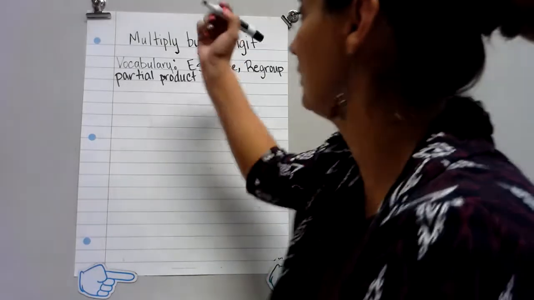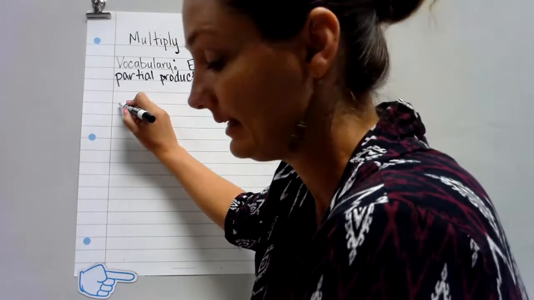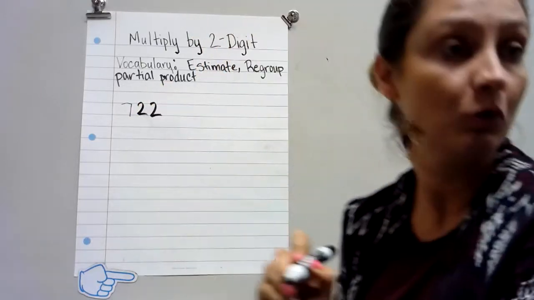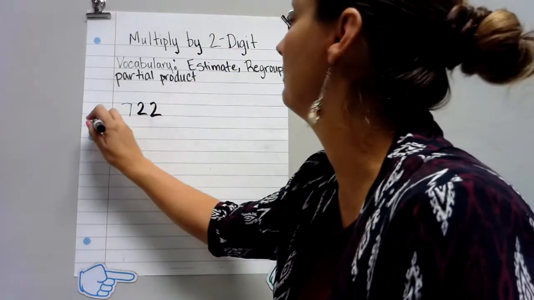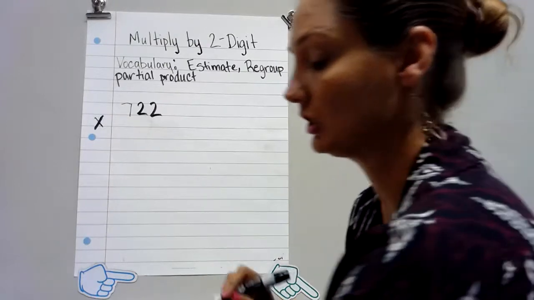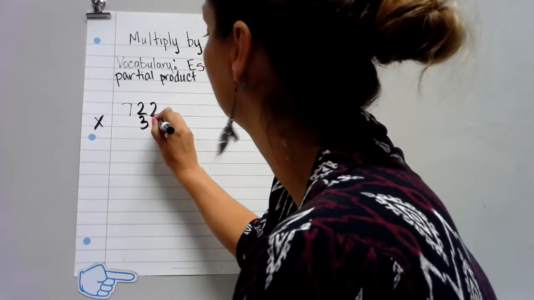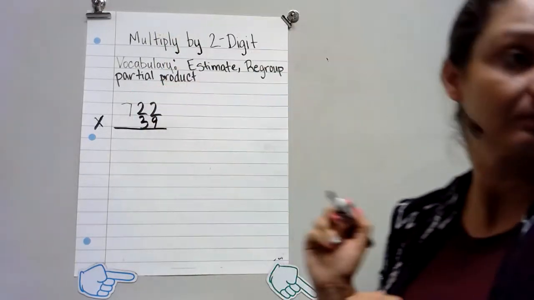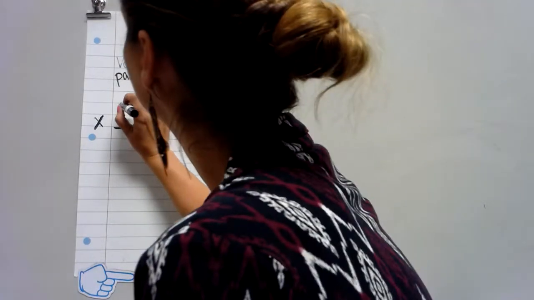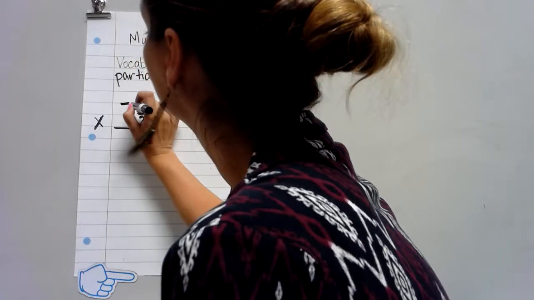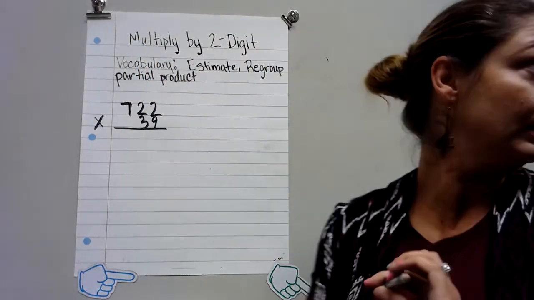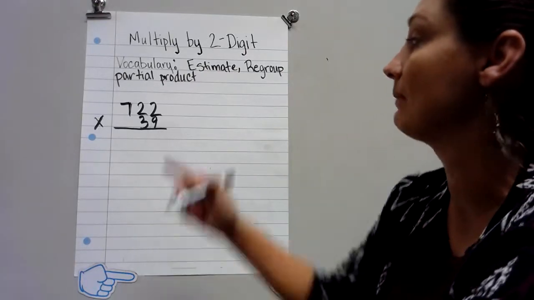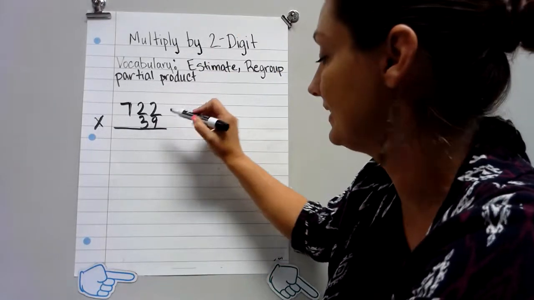The problem that we're going to work today is going to be 722, and we're going to multiply by a two-digit number, 39. Like that. Okay, so 722 times the 39 right there. Okay, all right, so step one is I'm going to multiply this 9 right here.